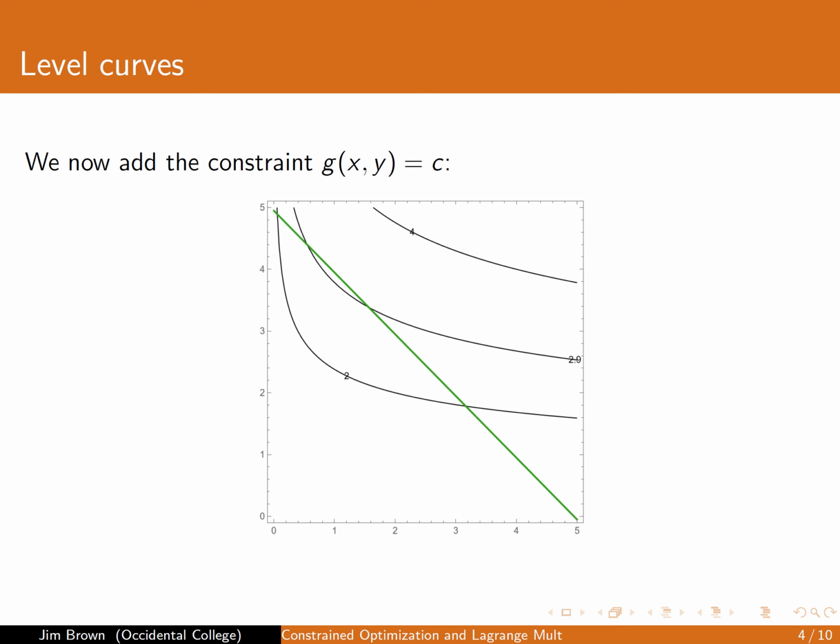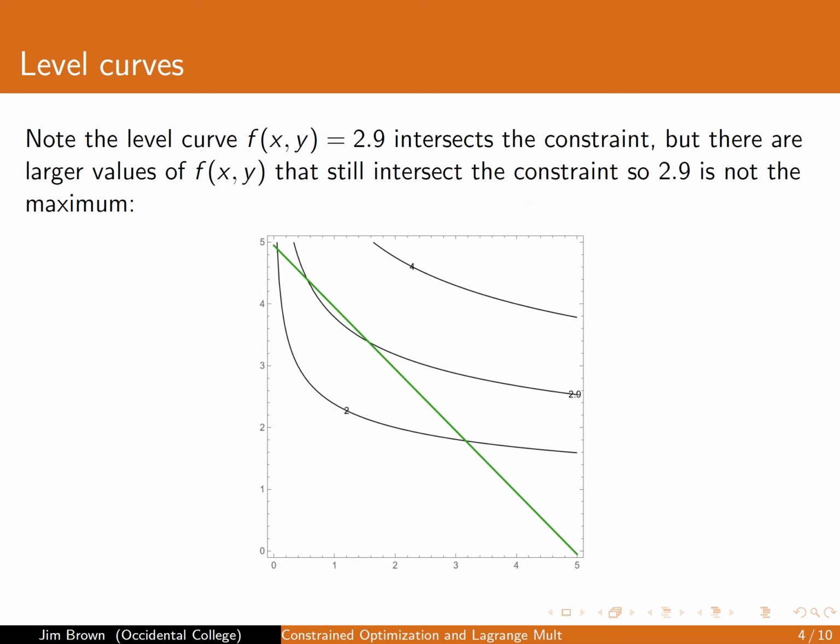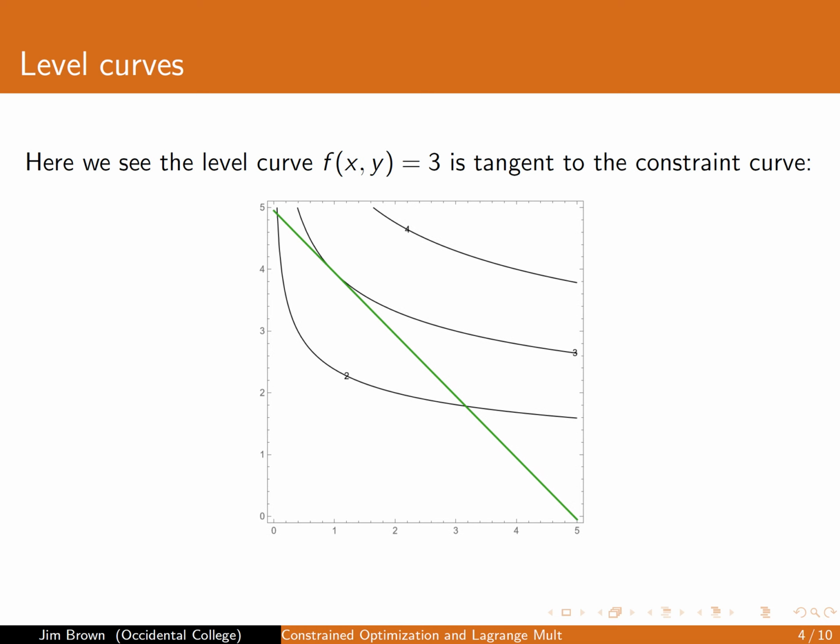So let's change our level curves a bit and graph some different level curves. Now if we graph, instead of 2.9, 3, notice it looks like the constraint just touches the level curve. So they're basically tangent at this point here. And so we hit this 3, but it doesn't look like we can move any bigger than 3 and still be hitting the constraint.